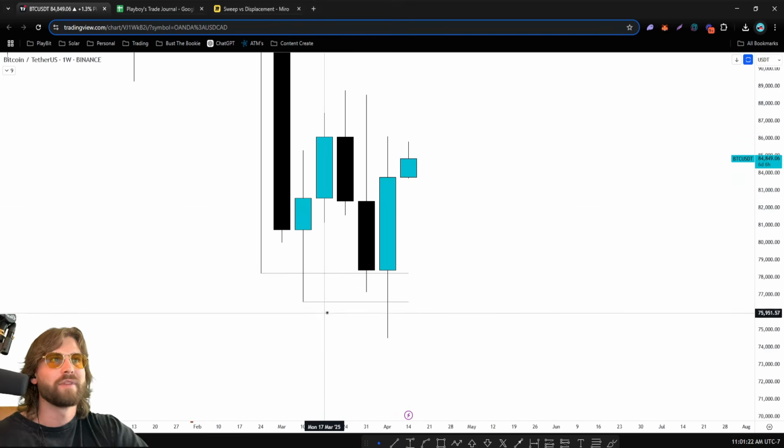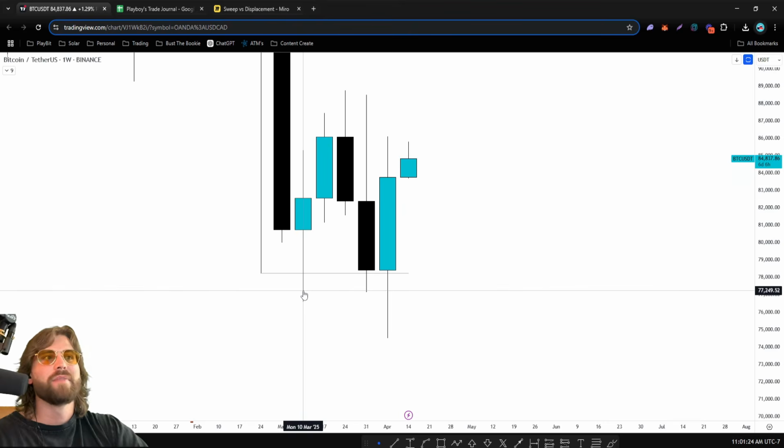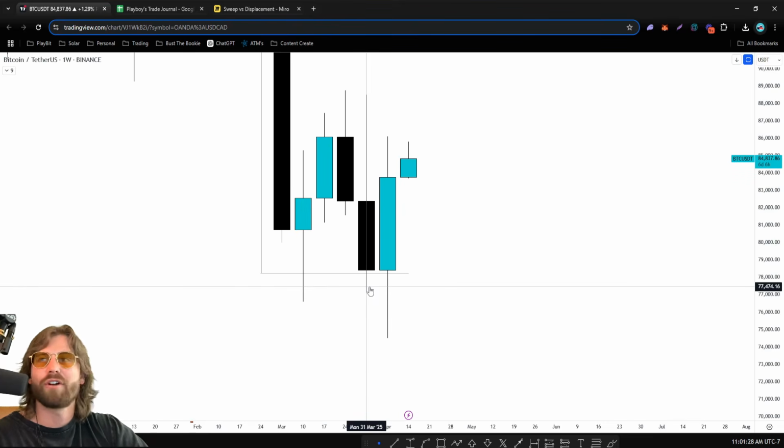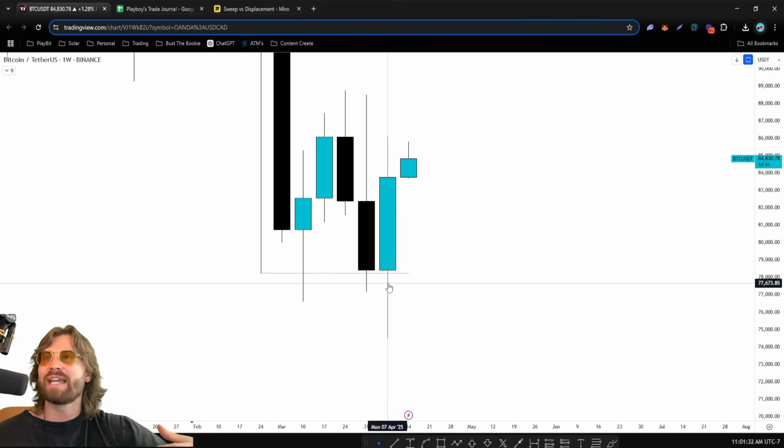Let's go right here. Let's remove this one. March 10th, failure for a weekly candle. March 31st, failure for a weekly candle to go below. April 7th, failure again to close below. What does this indicate? It indicates that price is most likely to move to the upside.